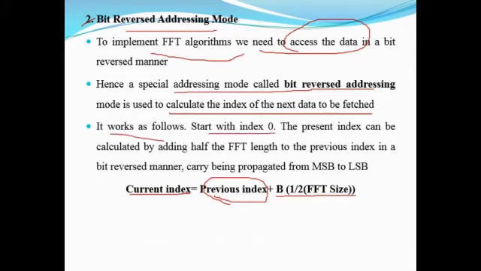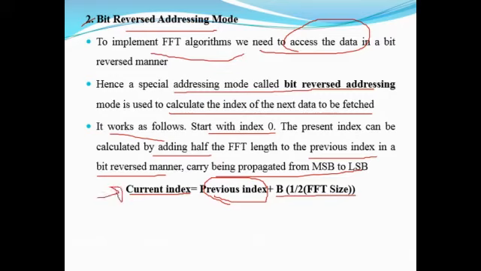We'll start with the index 0. The present index can be calculated by adding half the FFT size to the previous index in a bit reverse manner, with carry being propagated from MSB to LSB. Normally when we perform addition, the carry is propagated from LSB to MSB, but when we perform bit reverse addition, the carry is propagated from MSB to LSB. So this is the form we use to calculate the current index.